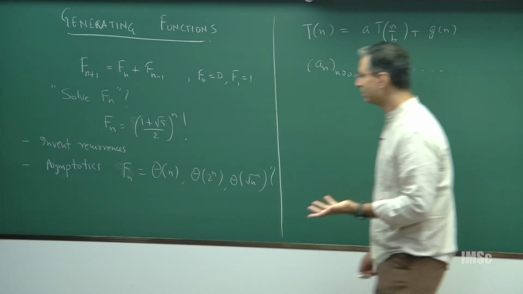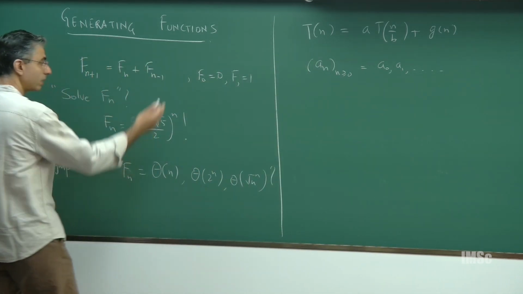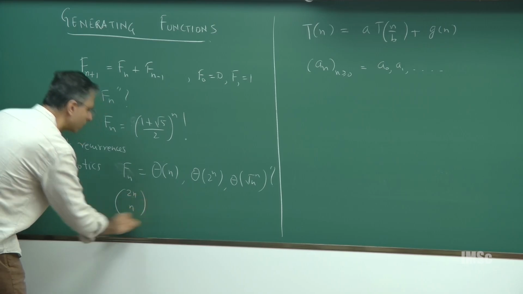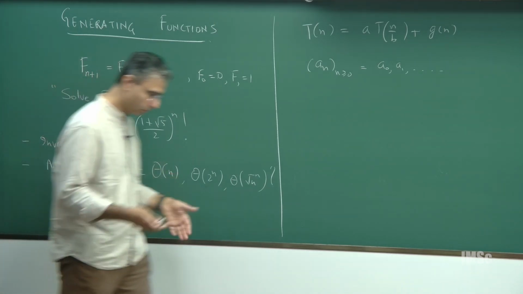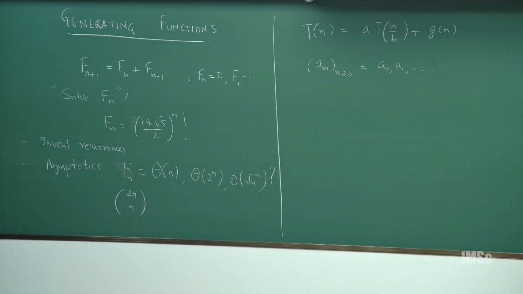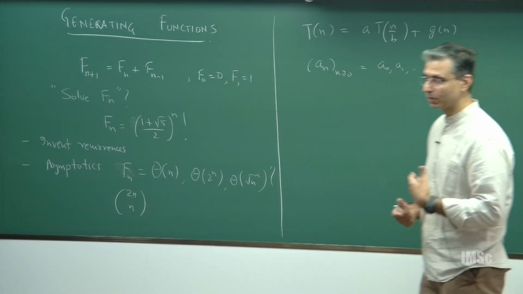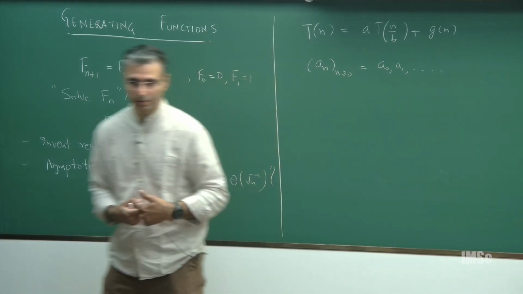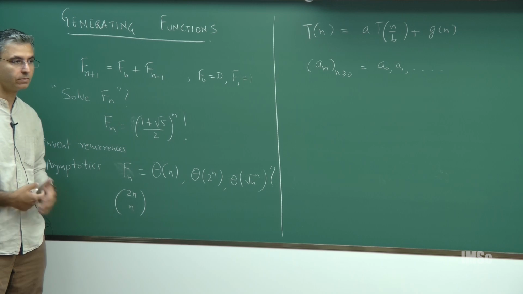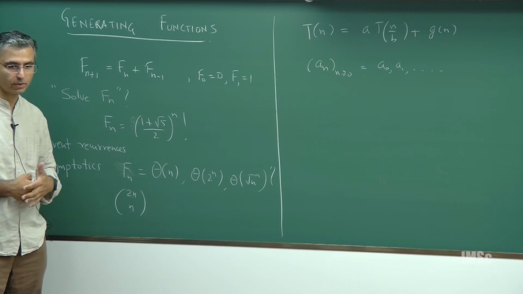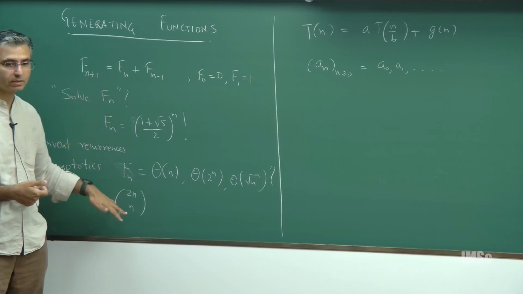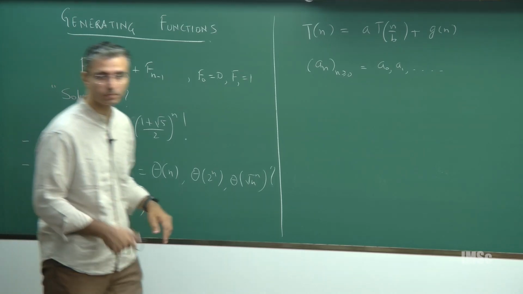For example, you can define your sequence to be, again, 2n choose n. Okay, you know what 2n choose n is. You have a formula for 2n choose n. Can you come up with a recurrence for 2n choose n? Can you come up with how large is 2n choose n? So, generating functions can help us answer these questions.